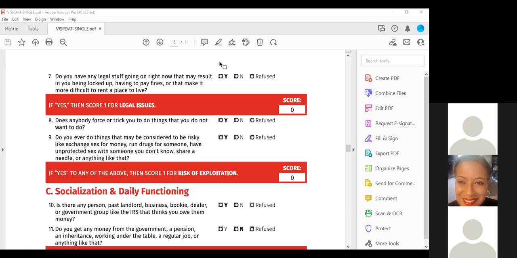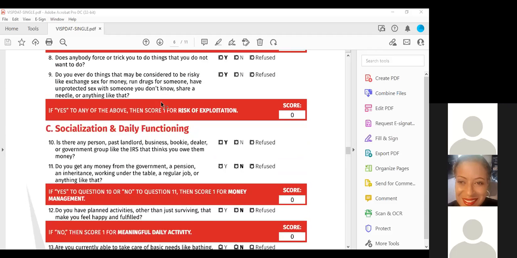Yeah, can I add to that? I also associate that with question 10, where it says, is there any person, past landlord, business, bookie, dealer, or government group like the IRS that thinks you owe them money? I include water, student loans, anything that may take your money, it's going to make it harder for you to get into housing. So I associate 7 and 10 to be similar, just 7 is more like criminal related or legal stuff that way.